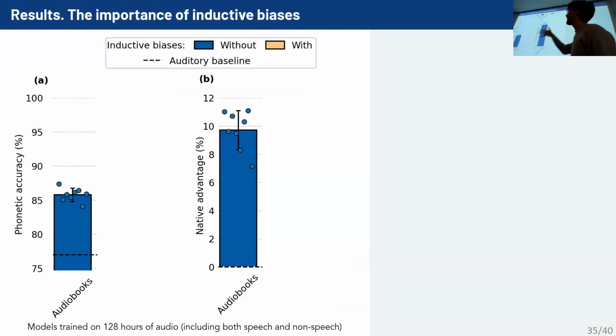Here you have the result of the base learner in blue, trained on 128 hours of audiobooks. We observe that the model gets okay phonetic accuracy. The second measure is the native advantage, which is just the gap between the native and the non-native condition. It measures the extent to which the model develops a language-specific perceptual or representational space. In that specific case, the model seems to develop a language-specific perceptual space, a bit like what we observe in infants between 6 and 12 months.